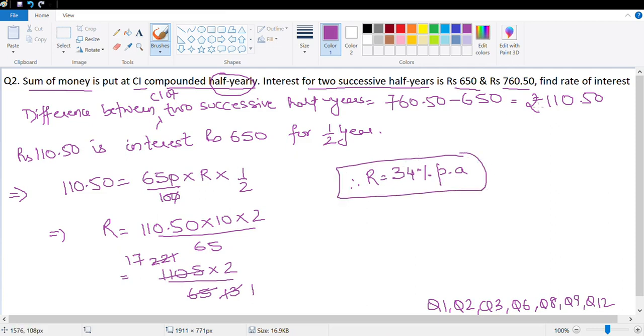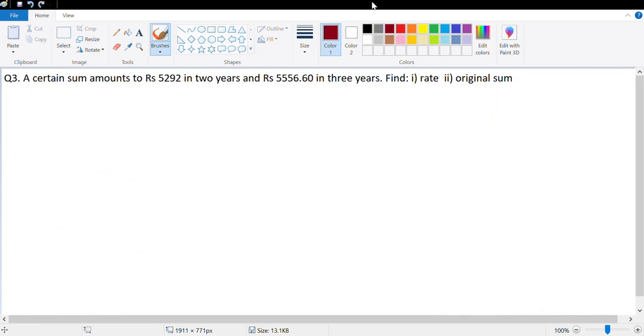Basic question, if the compound interest of two successive terms would be given, the difference between these two compound interests is equal to the interest on the first compound interest for the given term of the question. Let's look at the next question. The next question we do is question 3.